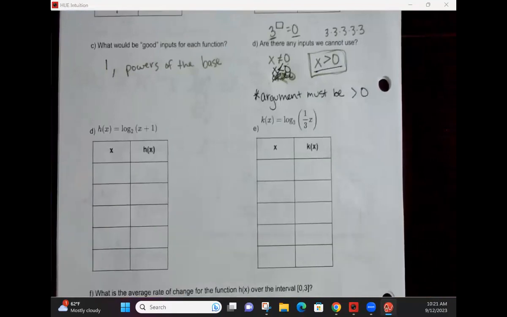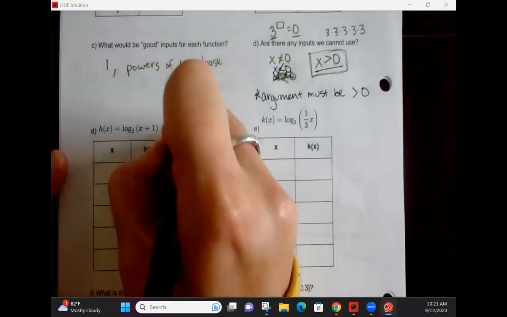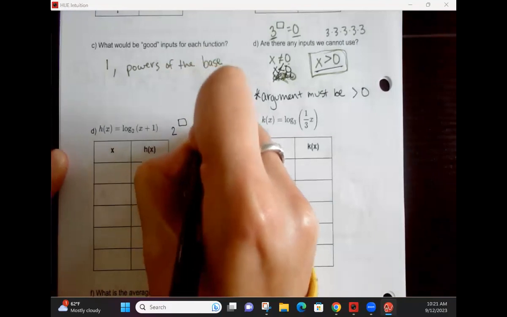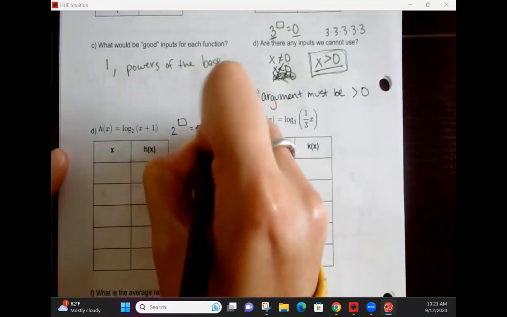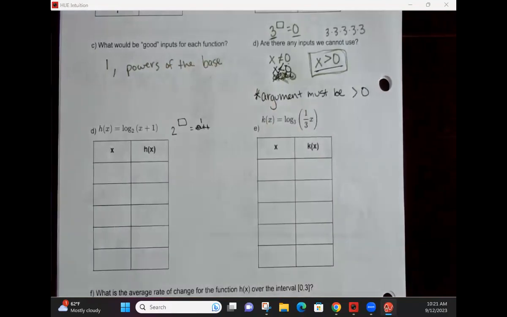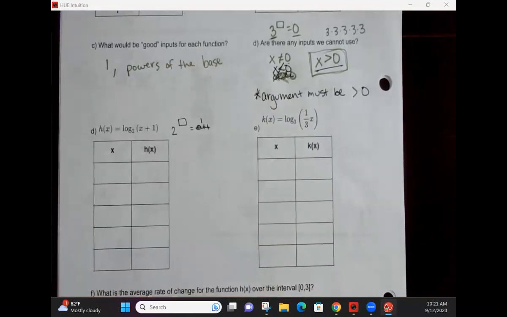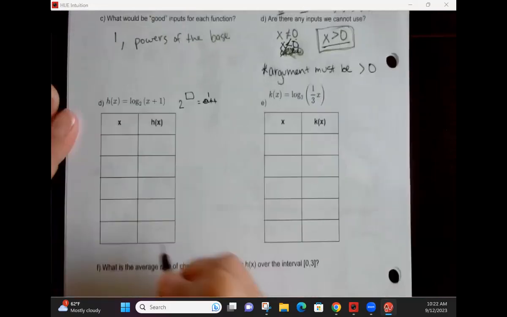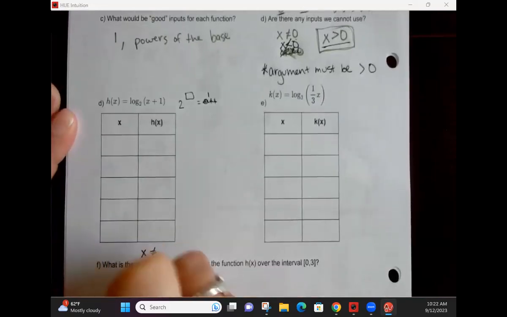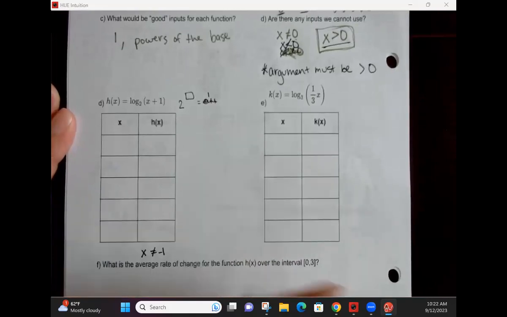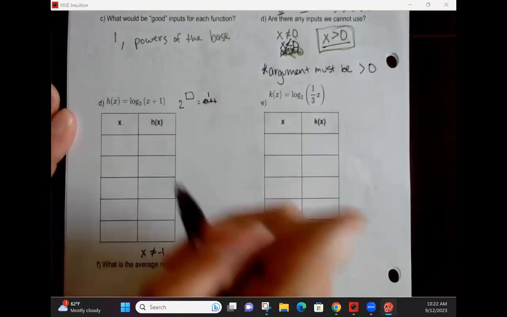For D, could x be 0? Could I let x be 0 for D? I sure could. X could absolutely be 0 here. That would be 2 to what power gives me 0 plus 1, which is 1. That's okay. The problem is that the argument cannot be 0. So x could not be -1. That would make the argument 0.